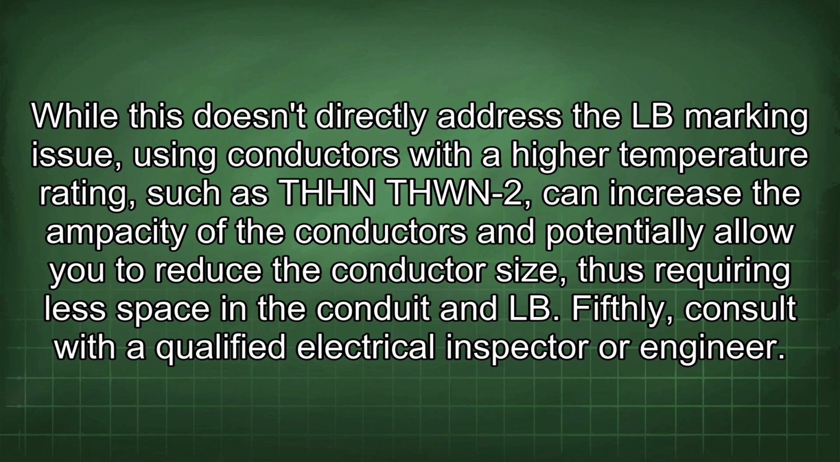While this doesn't directly address the LB marking issue, using conductors with a higher temperature rating, such as THHN/THWN-2, can increase the ampacity of the conductors and potentially allow you to reduce the conductor size, thus requiring less space in the conduit and LB.